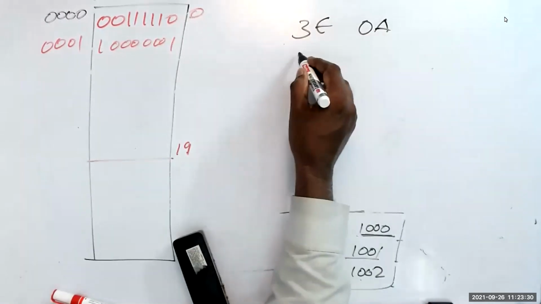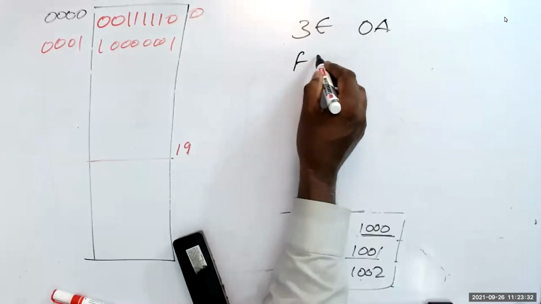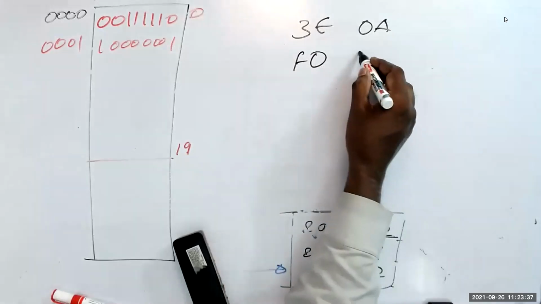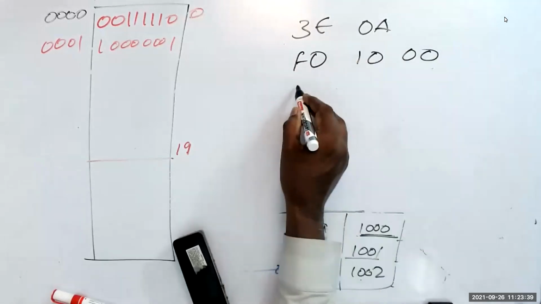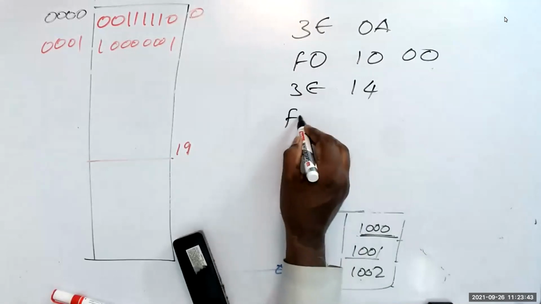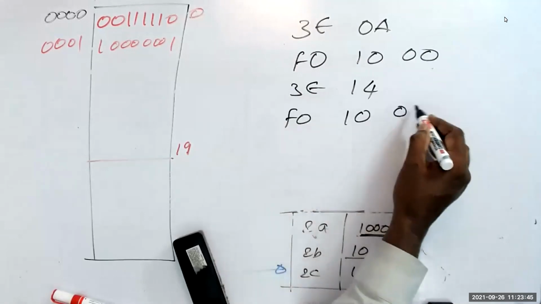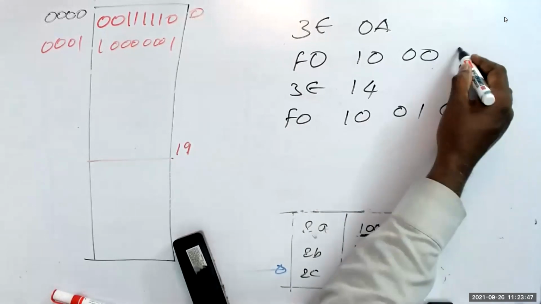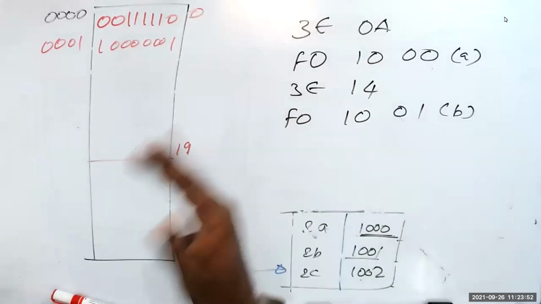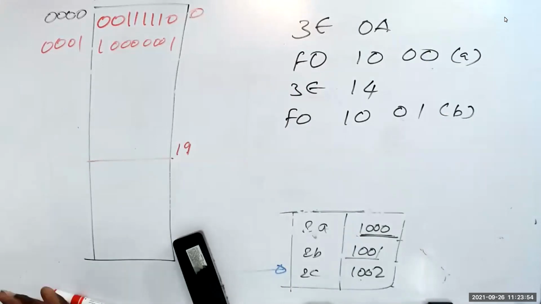Then store, we have some instruction. I have to address 1000, so 10, 0, 0. Then 3E, 14, F0, 1001. That is B. This is A. So we write in a hexadecimal way. That is the reason. There's nothing called hexadecimal in the machine.